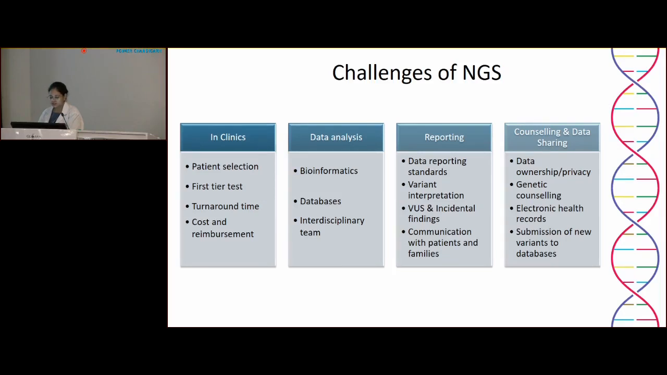Then the data analysis. We are testing these days only by outsourcing. There are many companies available, but it is difficult to understand whether that company has enough trained manpower for the bioinformatics analysis and whether they have access to the various databases they are using for reporting.